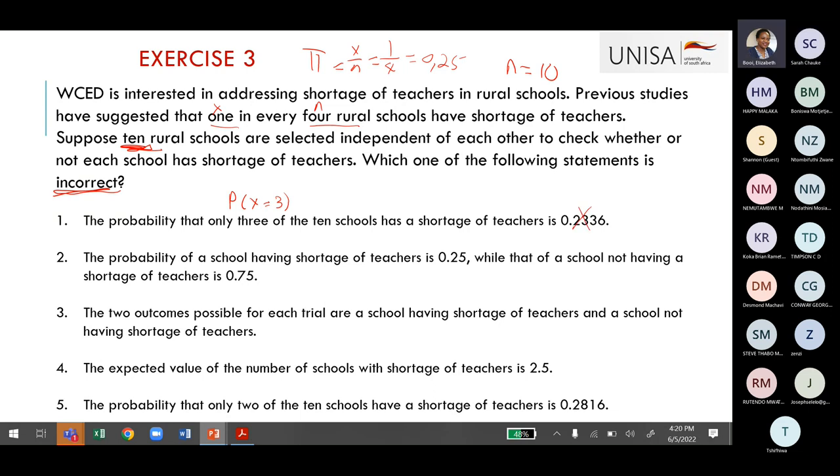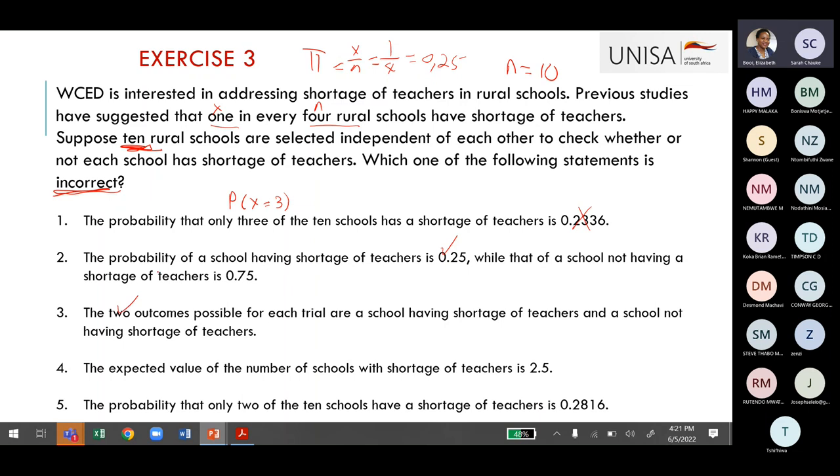The probability of a school having a shortage of teachers is 0.25. That is correct, because that is what we just calculated there. And that of a school not having a shortage is 0.75. That is correct. The two possible outcomes for each trial are a school having a shortage of teachers and a school not having a shortage of teachers.